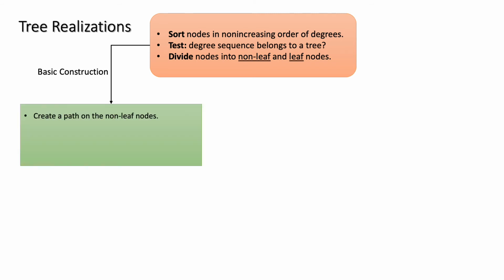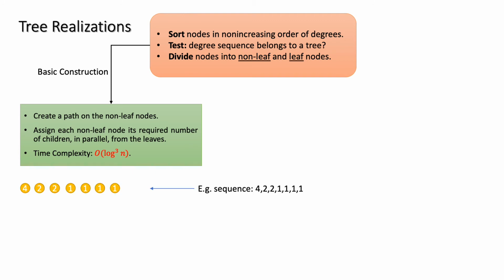The basic construction: we start by creating a path between the non-leaf nodes. So we connect each non-leaf node to the node preceding it and the node succeeding it, provided they are not leaves. We next assign each non-leaf node its required number of children in parallel from the leaves. The time complexity is log cubed, which is just the time complexity needed to sort the sequence. So consider, for example, 4, 2, 2, 1, 1, 1, 1. We start by connecting 4, 2, and 2.